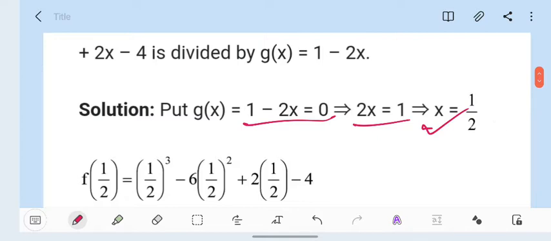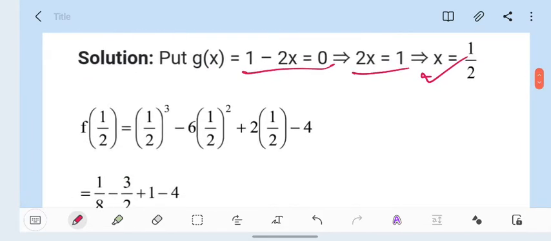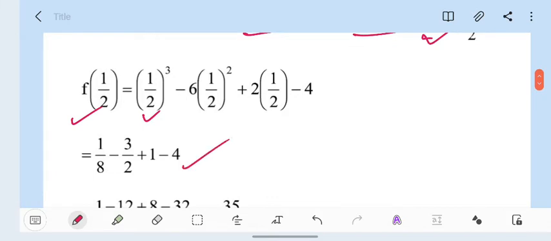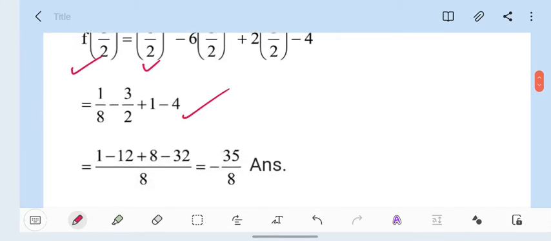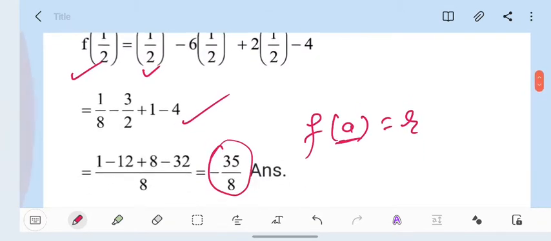And then placing the value of x, that is 1 by 2, in the given polynomial, x cubed minus 6x squared plus 2x minus 4, we get 1 by 2 whole cubed minus 6 times 1 by 2 whole squared plus 2 times 1 by 2 minus 4. So after solving, we get the answer as minus 35 by 8, which is nothing but the remainder. So according to the remainder theorem, f of a equals r. After placing the value of the real number a, which was here 1 by 2, we got the value of r as minus 35 by 8.